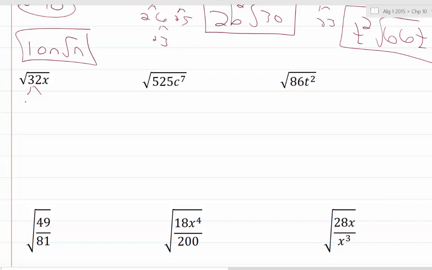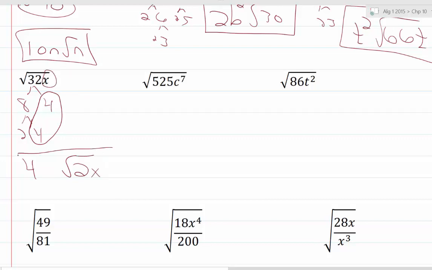32, what do you want to use? 8 and 4? Okay, that's pretty common. What about 2 and 4? Okay, so instead of making this a whole mess of 2's, we're going to say that's a pair of 4's and a 2 left over. Oh, it's x to the first power. So no pairs, so it stays that way.